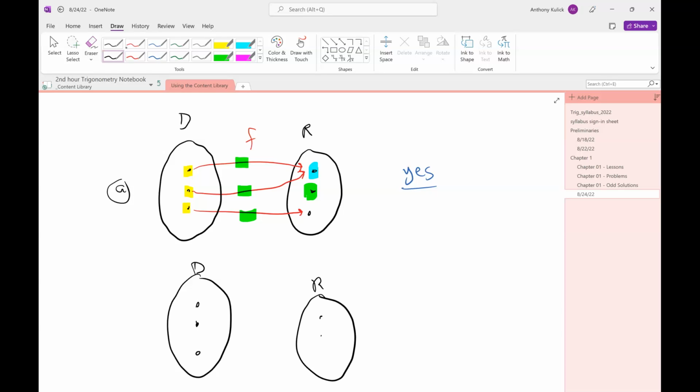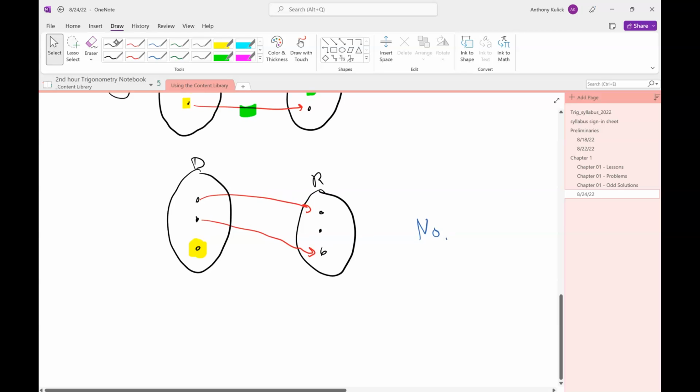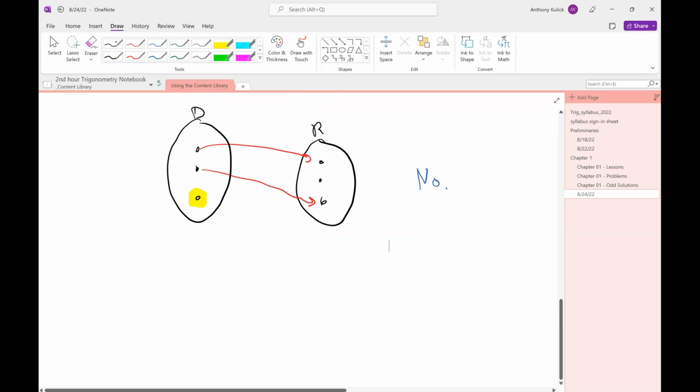Draw a couple of these. What about this one? Is this a function? No, why not? Because not all the domains go somewhere. Great. So one of our domains doesn't have a destination, so it's not a function. Excellent. Very good job paying attention.